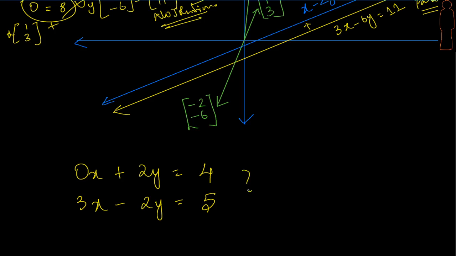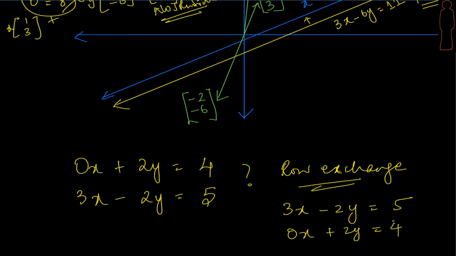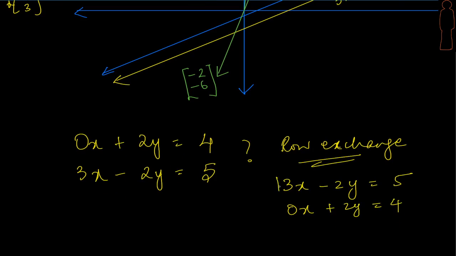So what do we do in this case? What we do is called a simple row exchange, right? We do a row exchange, which means we just call the second equation the first and the first equation the second. So we just shift them across. We say let it become 3x minus 2y equal to 5, and let this become 0x plus 2y equal to 4. And the moment we write this, we see that we have the pivots in place now. In fact, it has two pivots, and what does that say? This is a non-singular case.